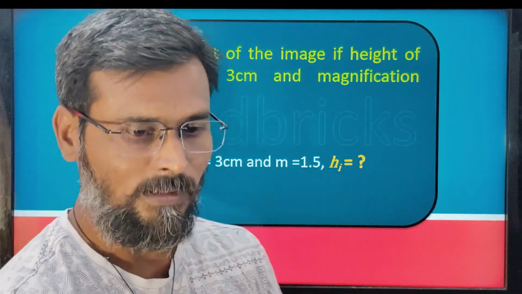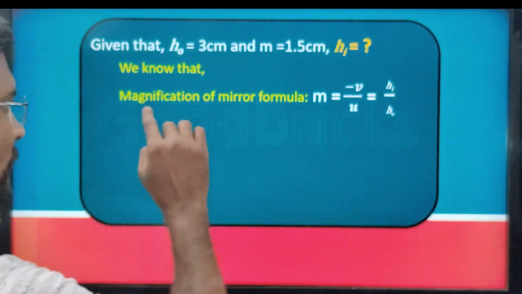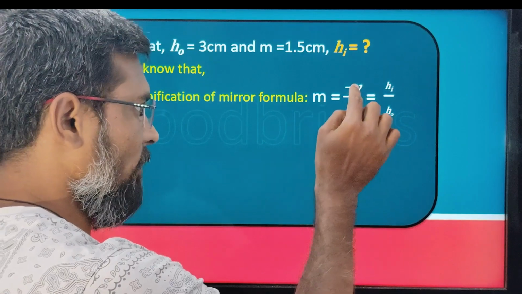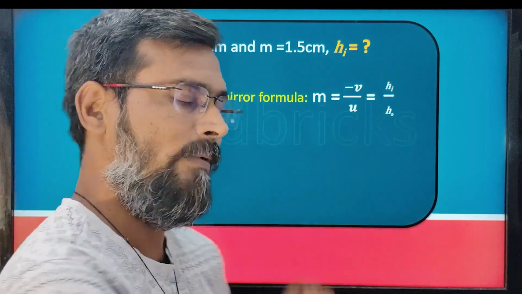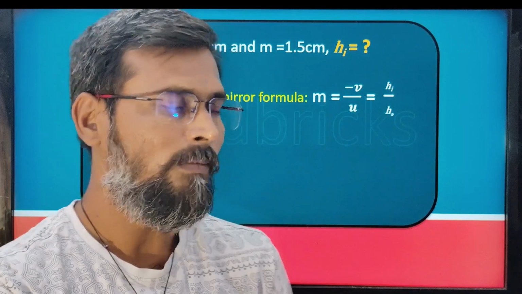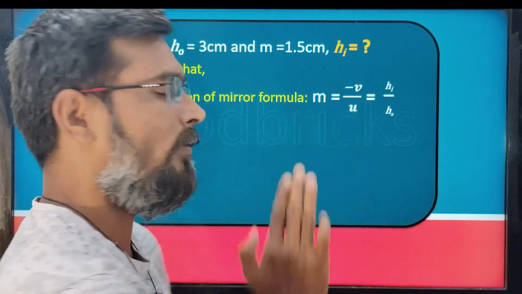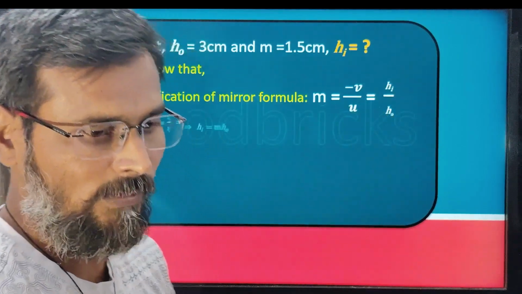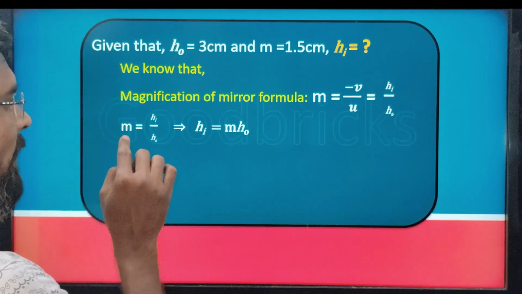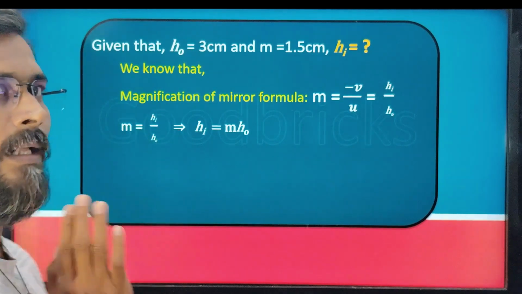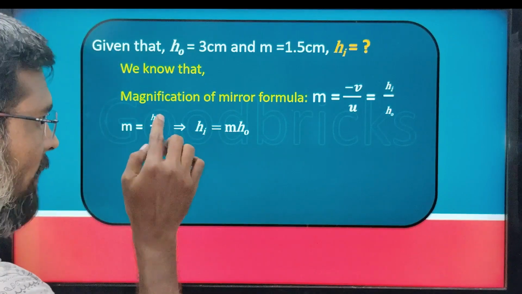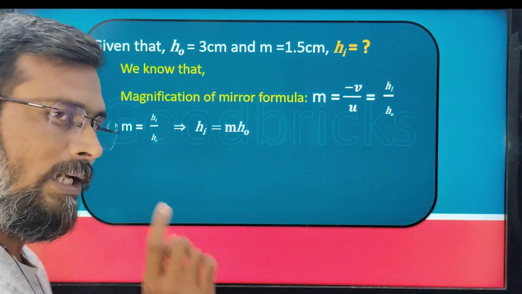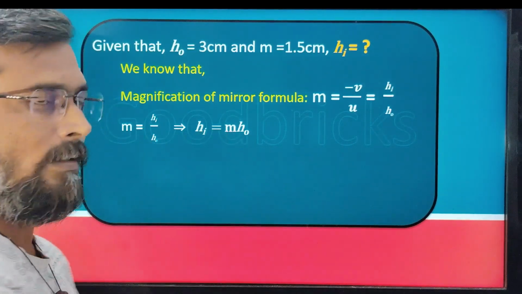For this problem, we are going to use the magnification of mirror formula. Here, m is equal to minus v by u is equal to hi by h0. But for our problem, there is no work with this v and u. We have to work with this and this. So from this formula, what we are going to take is m is equal to hi by h0. And we want to calculate hi, so we will transpose this h0 towards the left. Then hi is equal to m into h0.